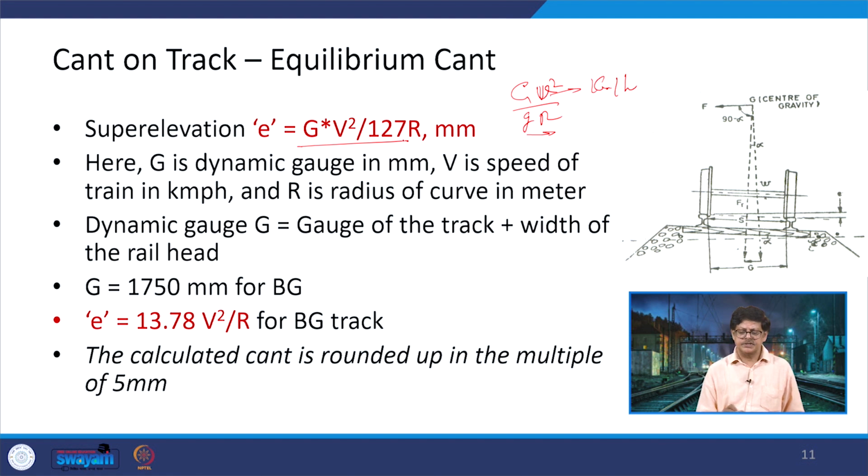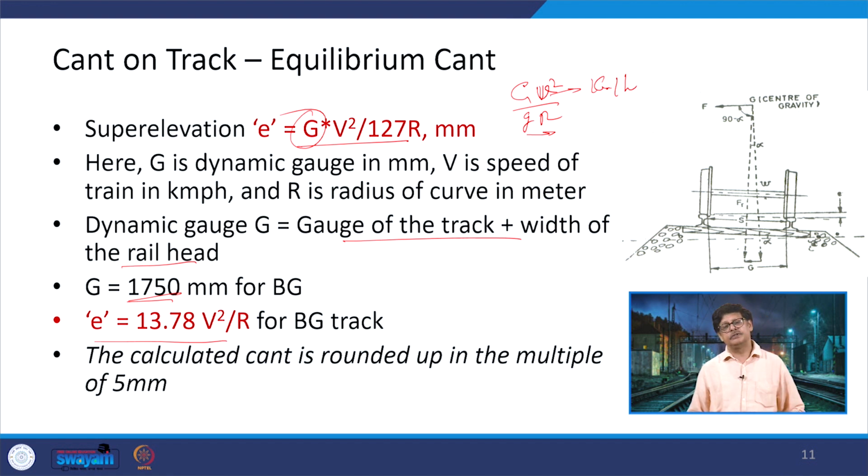Here this G is in mm, and it is basically a dynamic gauge value, which is the gauge plus the width of the rail head. That means we are talking from the center of one rail to the center of the other rail. So the gauge of the track plus the width of the rail head is taken as 1750 mm for the broad gauge. If you put those values, what we get further is 13.78 into V square by R.